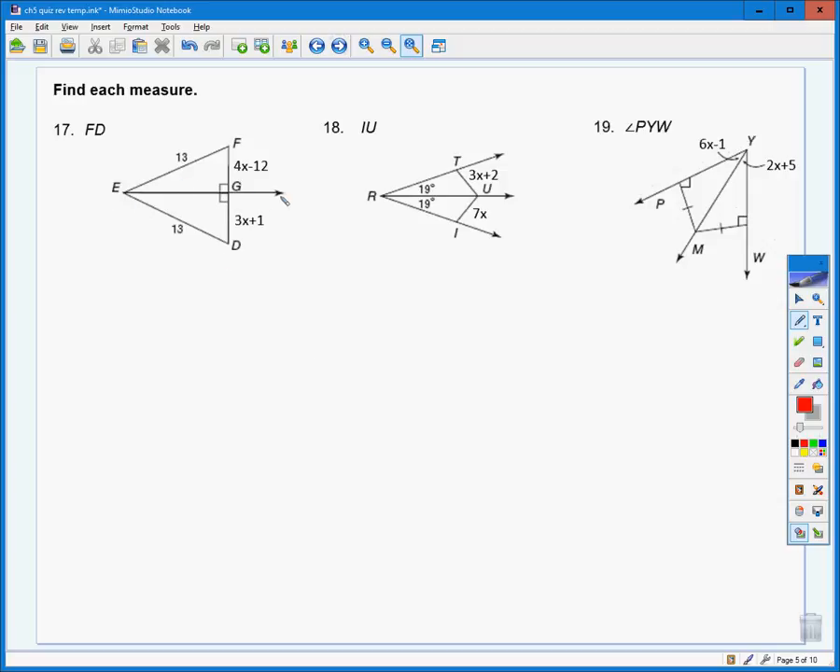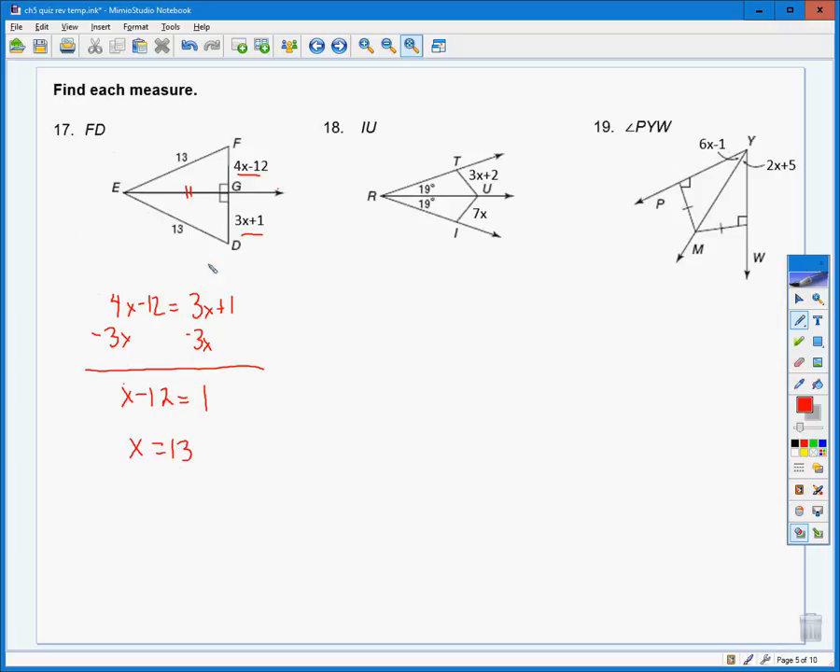Because EG is a perpendicular bisector, and I can see that I have a right angle, this side is congruent to itself. I can see that I have hypotenuse leg, so I know that these two pieces are in fact going to be the same. So I have 4x minus 12 equals 3x plus 1. If I subtract 3x from both sides, then I would have x minus 12 is equal to 1. And if I add 12 to both sides, I'd have x equals 13.